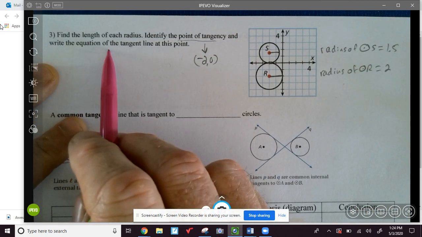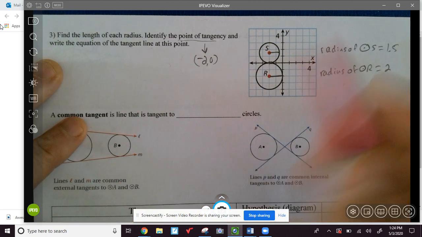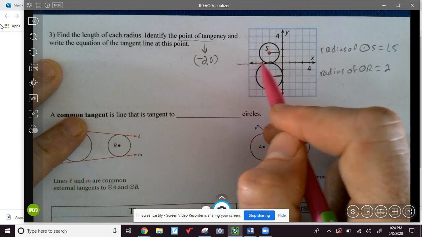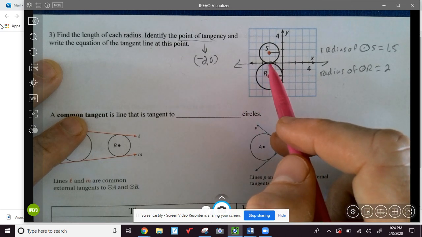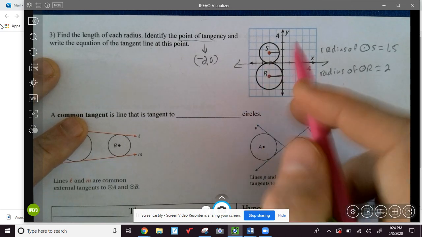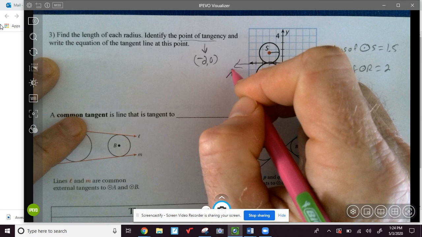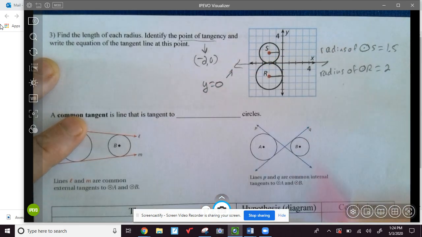So write an equation of a line at this point. So we're going to write an equation right here. That's touching both of them at that point. So that's going to be a horizontal line. So that's going to be y equals 0.